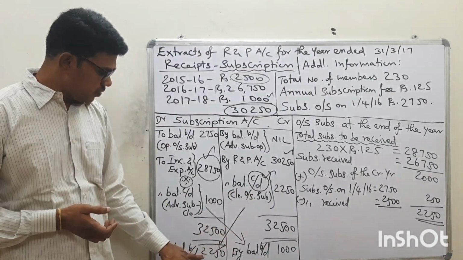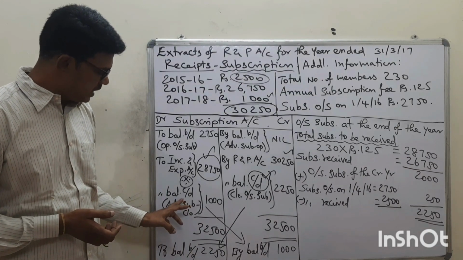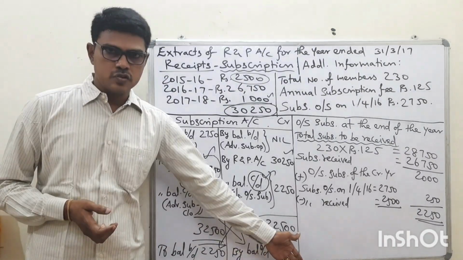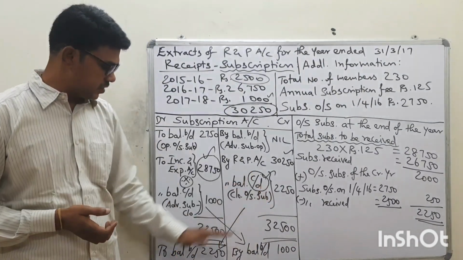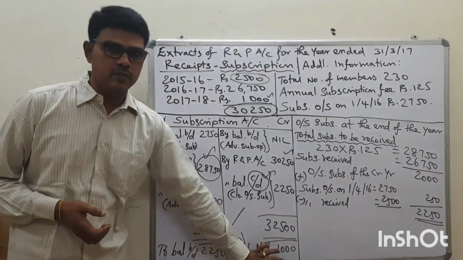When it is transferred to the next period, it will be called balance brought down. Like that, here advance subscription must be transferred to the next period, then it will show the credit nature. When it is transferred to the debit side, it will show the debit nature. This is the asset, this is the liability.